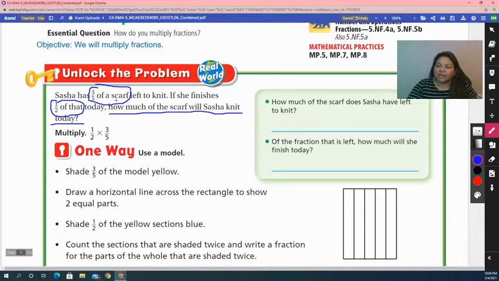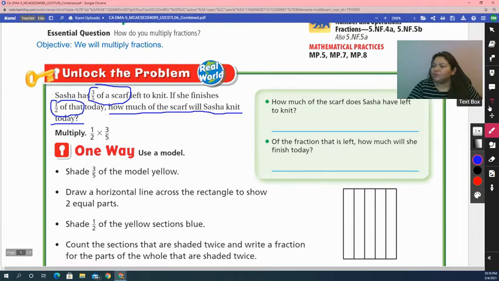3/5 is what she has left, right? She finished 1/2 of that today. So she finished 1/2 of 3/5. Remember that every time we see the word of, that means we are multiplying. So 1/2 of 3/5 means we're going to multiply. We're going to do it the first way, which is using a model. And then the second way, we're going to just use regular multiplication.